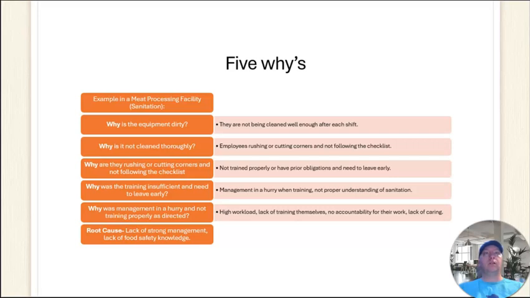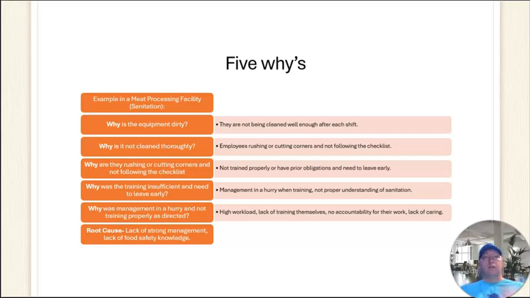Well, they're not being cleaned well enough after each shift. Why is it not cleaned thoroughly? Well, employees could be rushing, cutting corners, or not following the checklist. Why are they rushing or cutting corners and not following that checklist? Maybe they're not trained properly or have prior obligations where they need to leave early, so they're in a hurry. Why was the training insufficient and they need to leave early? Well, management could be in a hurry when they're training or not have a proper understanding of sanitation overall.